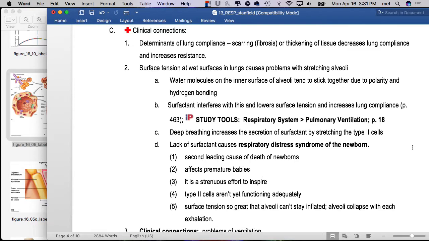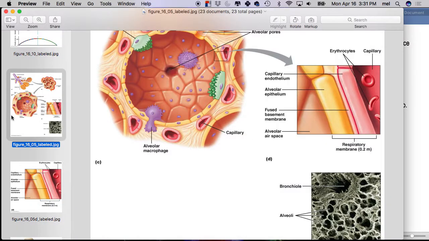Okay, so let's get to some clinical connections. So what kinds of things can affect whether your lungs really stretch and snap back and stretch and snap back? Well, if you have scarring or fibrosis, like cystic fibrosis, it can thicken the tissues and make it less compliant so you don't stretch as well and you don't snap back as well, which adds to resistance and compromises flow.